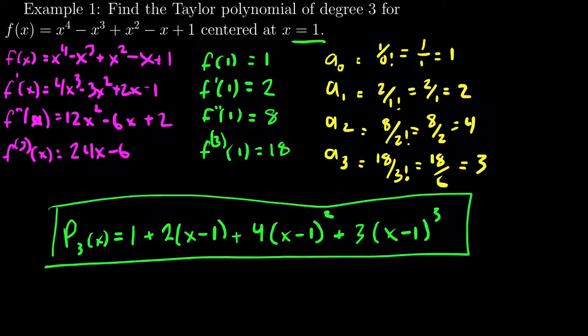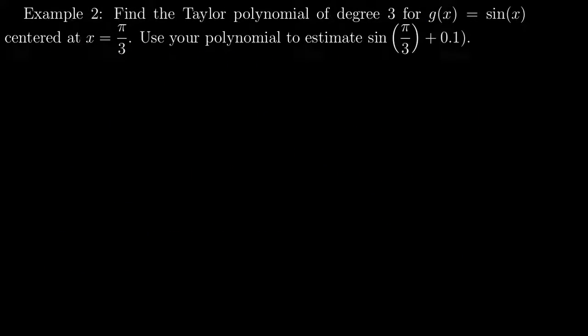Let's go on to a more annoying example, and I'll shorten this notation, but I'll use the same color scheme. Find the Taylor polynomial of degree 3 for g of x equals sine of x, centered at x equals pi over 3, and then use this polynomial to estimate the sine of pi over 3 plus 0.1. I shouldn't have this, I should just have one parentheses. Okay?